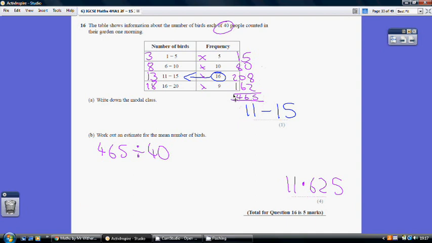Now be careful, you need to divide that by the 40 people. Do not be tempted to divide it by the fact we've got 4 rows. You've got to divide it by the 40 people, giving us an answer of 11.625, and do not be tempted to round this. I know it's an estimate, but it's only an estimate because of this assumption you had to make at the beginning. Do not round your answer.